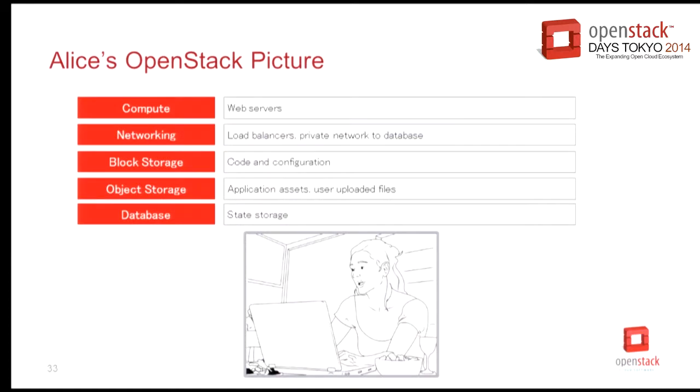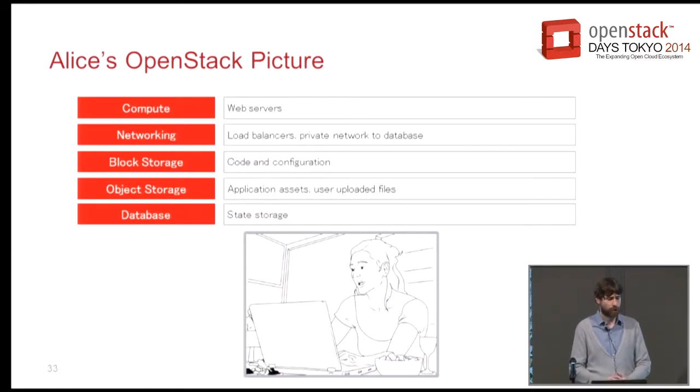So overall, what Alice might do down the track is use more services of OpenStack. She might use the compute service for web servers, set up some load balancers and a private network for her database using the networking. She might store her code and its configuration on the block storage service and put larger application assets, including user-uploaded files for the application, on the object storage. And then there is a database as a service functionality in OpenStack in beta, and maybe she'll use that for her database service.